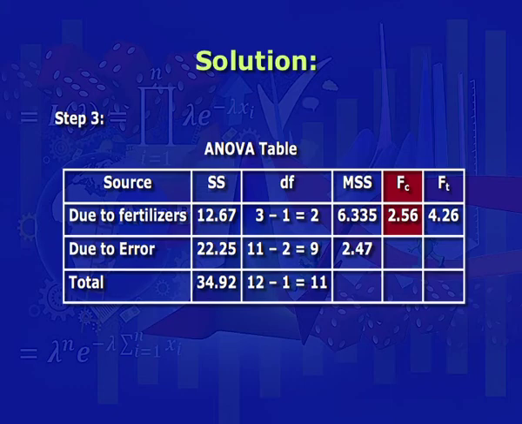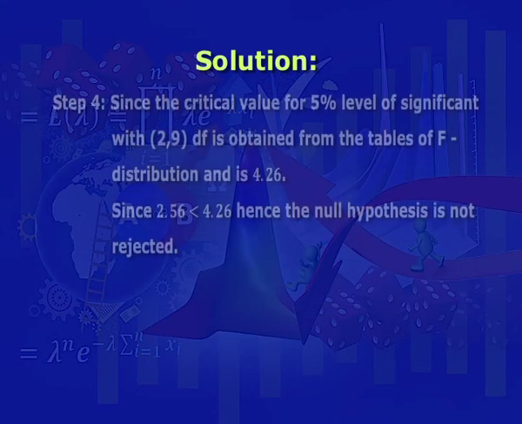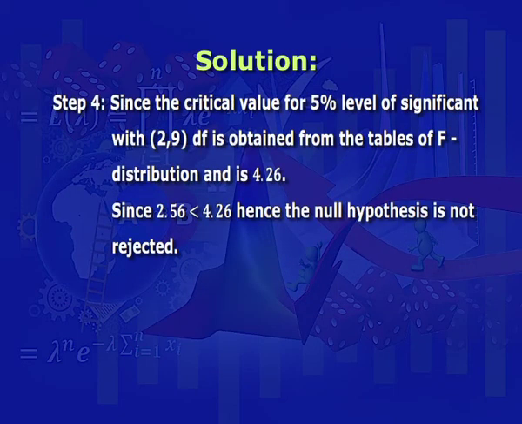F calculated statistic is given by mean sum of square of fertilizer divided by mean sum of square due to error. That means 6.335 divided by 2.47. We get the answer 2.56. And from the table of F distribution with 2 and 9 degrees of freedom at 5% level, we get the tabulated value 4.26. So in step 4, we describe the decision.